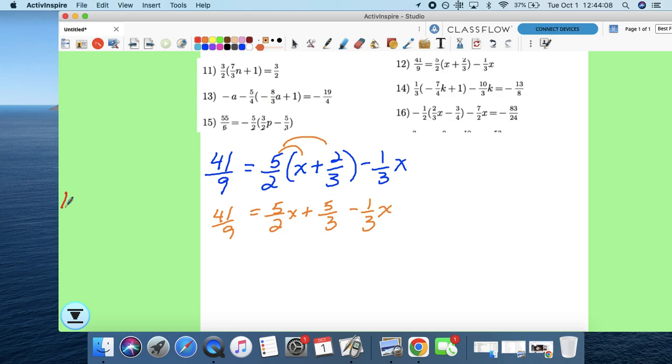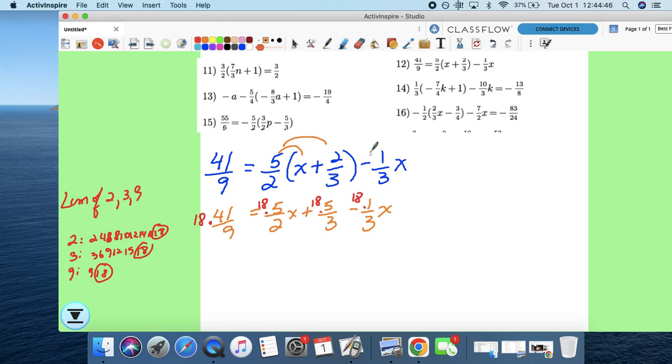So we need to find the LCM of 2, 3, and 9. If you do it this way: 2, 4, 6, 8, 10, 12, 14, 16, 18; 3, 6, 9, 12, 15, 18; 9, 18. If you go through the times tables, you'll notice that 18 is the first multiple that they all share in common. So we're going to take the 18 and multiply every part of the equation times 18. That times 18, this guy times 18, this guy times 18, and this guy times 18.